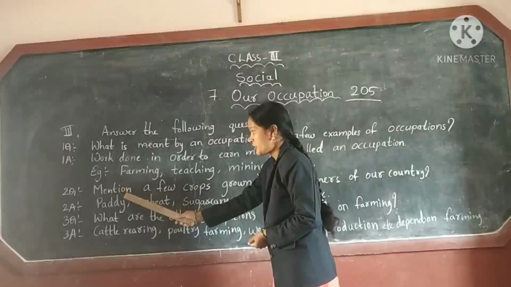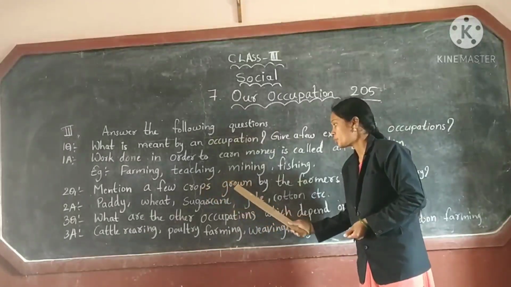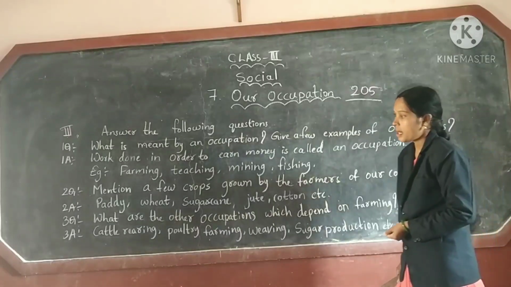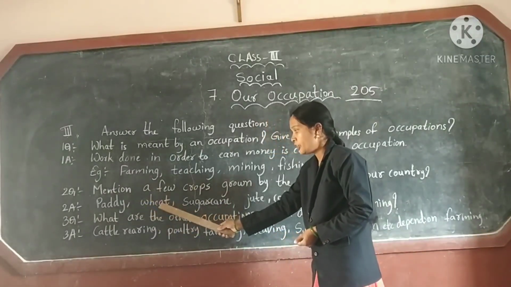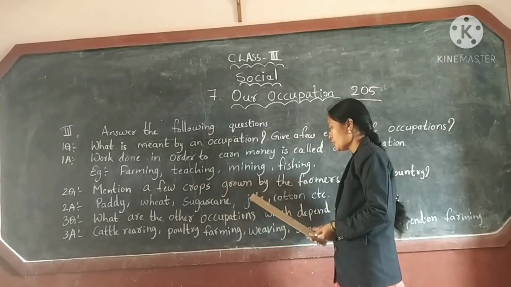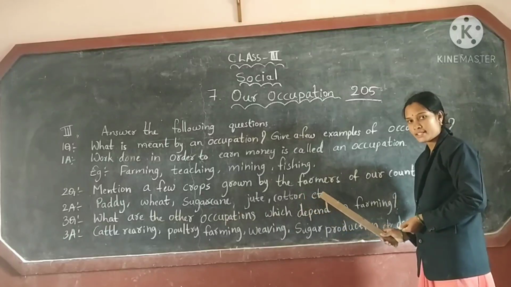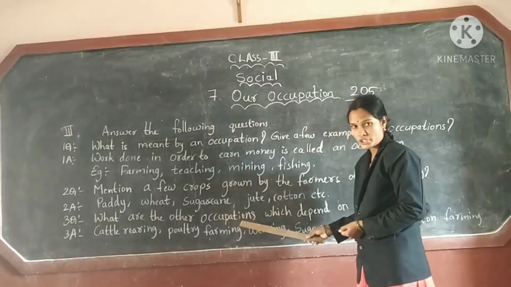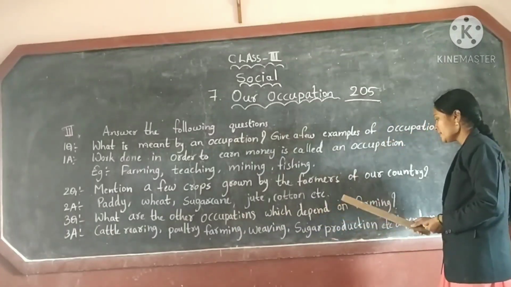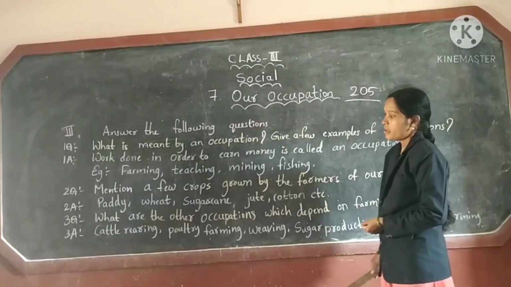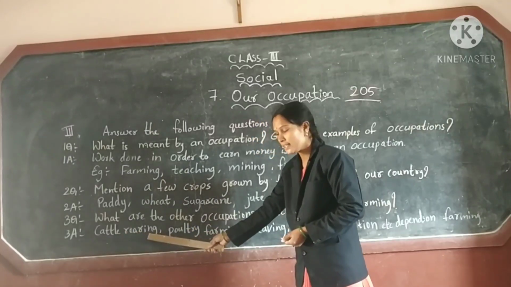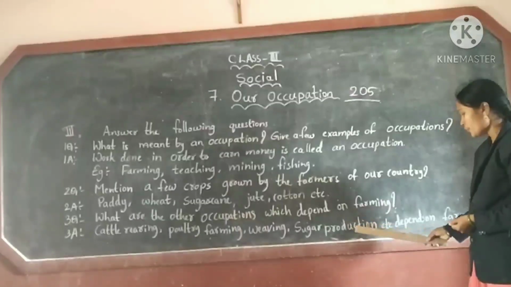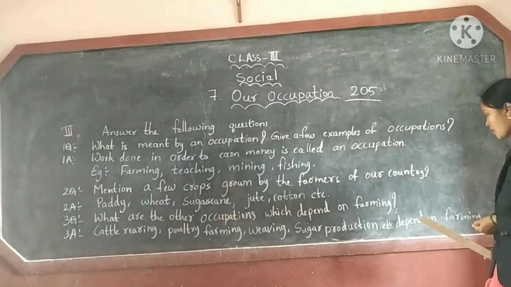Second question: mention a few crops grown by the farmers of our country. Answer: paddy, wheat, sugarcane, jute, cotton, etc. Third question: what are the other occupations which depend on farming? Answer: cattle rearing, poultry farming, weaving, sugar production, etc. depend on farming.